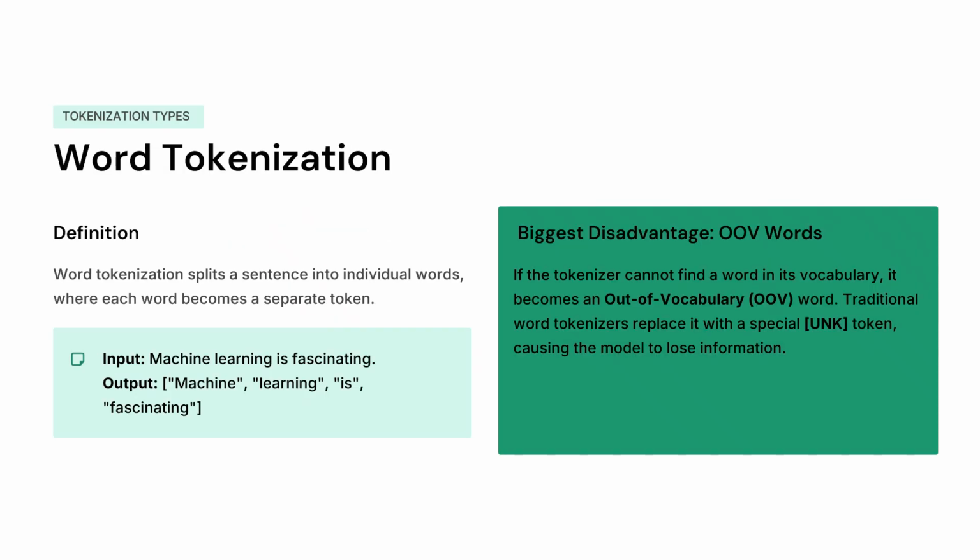Firstly, we have word tokenization. Word tokenization basically means splitting the sentence on the basis of words. For example, we have the sentence "machine learning is fascinating". We can break it into "machine", "learning", "is", "fascinating", resulting in four tokens. This approach is decent, but it has a few limitations, and the major one is out-of-vocabulary words. Suppose the user types a word which is not in the vocabulary, or is a misspelled word. Then the tokenizer replaces it with a UNK, or unknown, token, which results in the model losing important information.